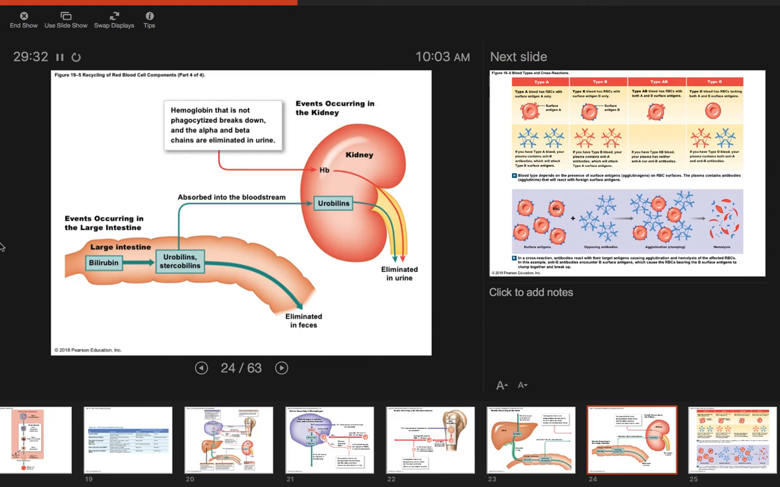So the big picture is iron gets recycled, and the bilirubin gets excreted in the feces, and the other broken parts of the red blood cell will end up being urinated out. So hemoglobin is going to be urinated out, or it's going to be excreted in the feces.